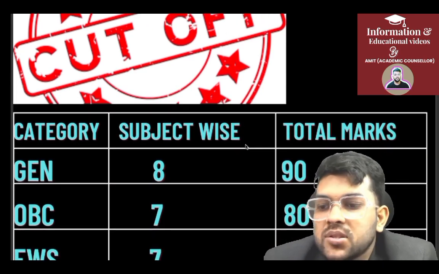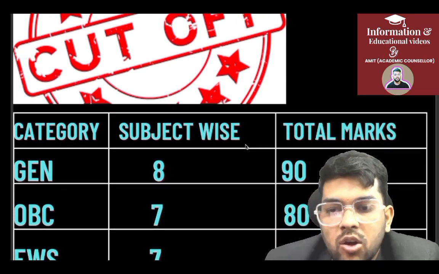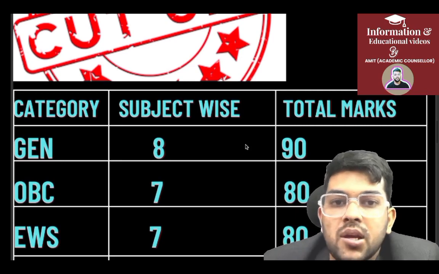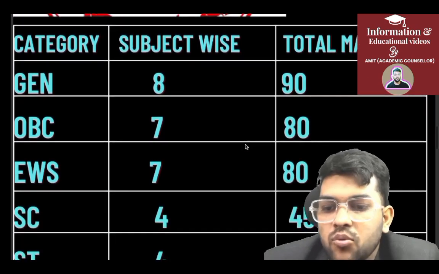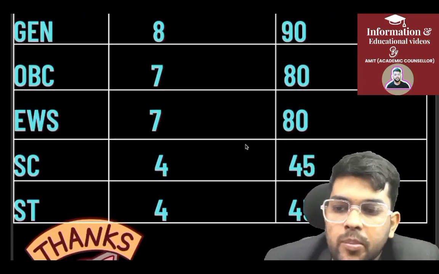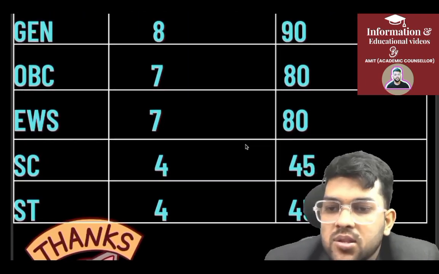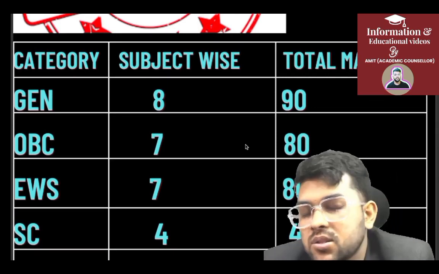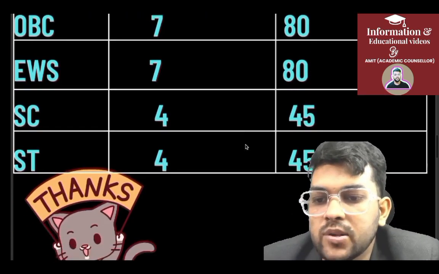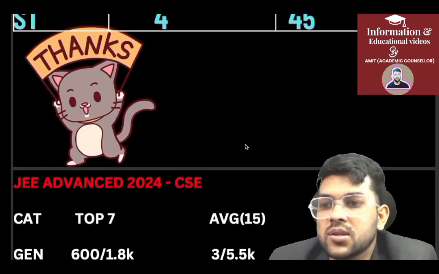For OBC, 7 will be the subject wise cutoff and total marks of 80 is required. Last year it was 77. For EWS, again the same, 7 and 80. SC, 4 and 45. ST, 4 and 45. So this is the same for SC, ST. So this was about the category wise, subject wise and total marks cutoff I have discussed for JEE Advanced 2024. Now I will discuss the cutoff information.